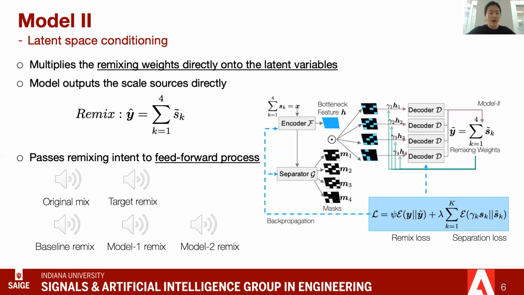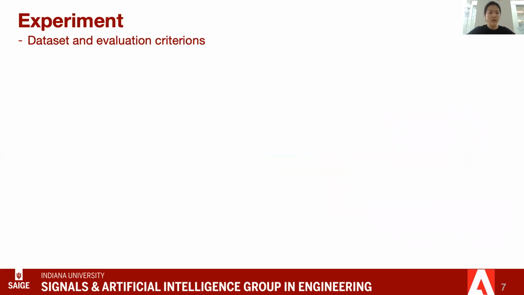You can hear that model 1 and model 2 apparently did a better job controlling the artifact and rendering more accurate perceptual remixing scales. We did our evaluation on MUSDB and Slakh datasets and also considered cross dataset testing just to evaluate how well our model can generalize to other datasets.